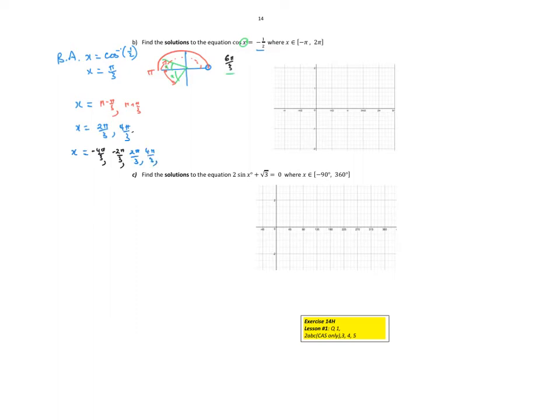Then I'm going to add 6π/3 to both of those. So 2π/3 plus 6π/3 is 8π/3. And look, I will put the other one. 4 plus 6 is 10π/3.